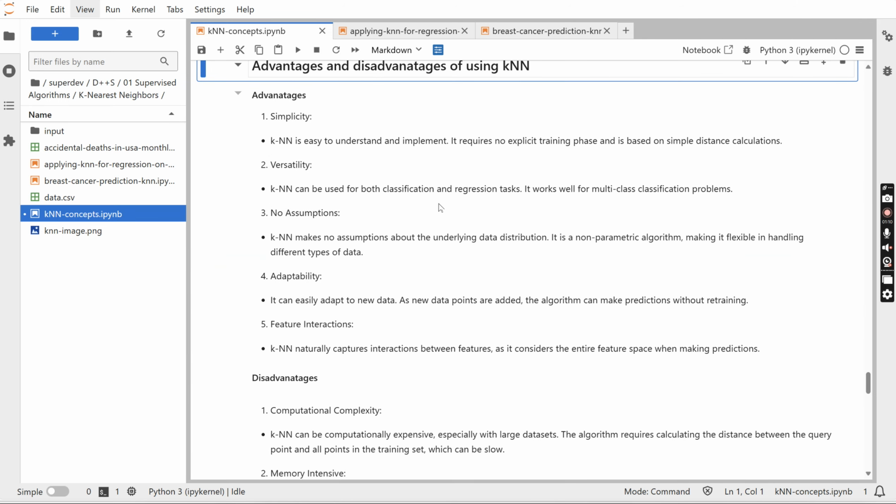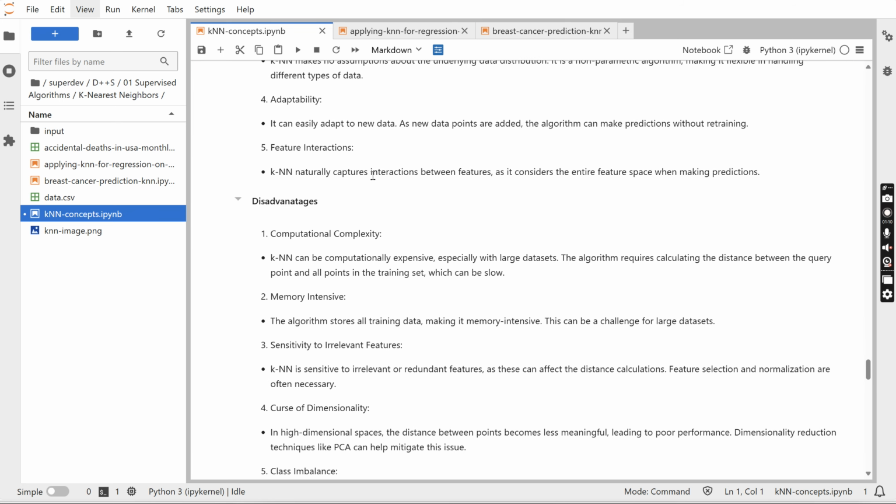These are the assumptions. And the advantages: it's very simple, as you saw, very simple calculations, and it's versatile. That means it can be applied for both classification and regression as well as multi-class classification problems. And apart from the above ones, there are not many assumptions to go with it. Adaptability, it can be adapted to any new data. Feature interactions, basically it will capture the interactions between features because you're using a distance metric. Feature interactions are calculated using distances.